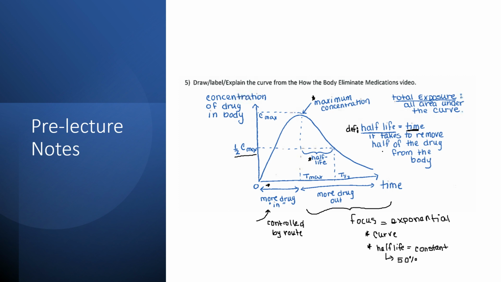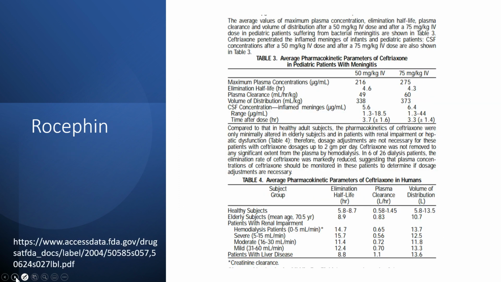Similar to the normal curve is the shape of this curve, and it's also the idea here that the total exposure is all the area under the curve. We won't use this particular drawing a lot, but I felt like it was really helpful in understanding the quantities that we will use frequently. So let's go out and look at a package insert.